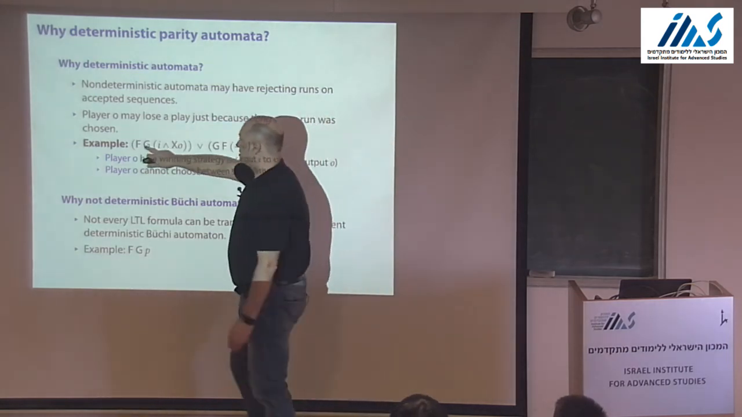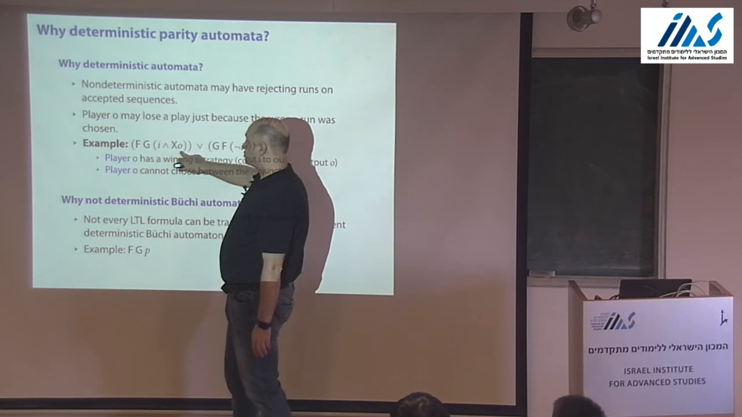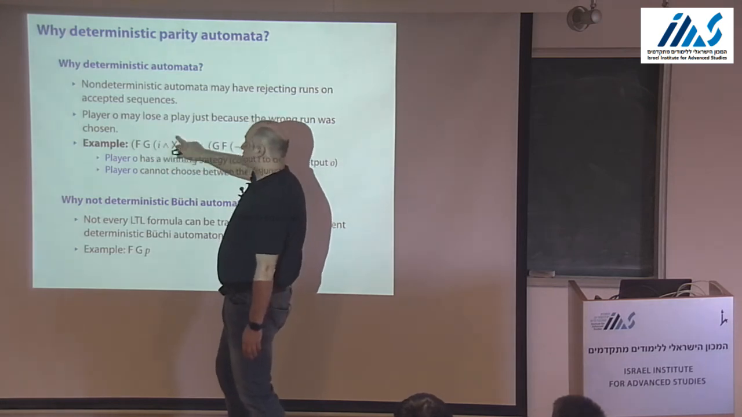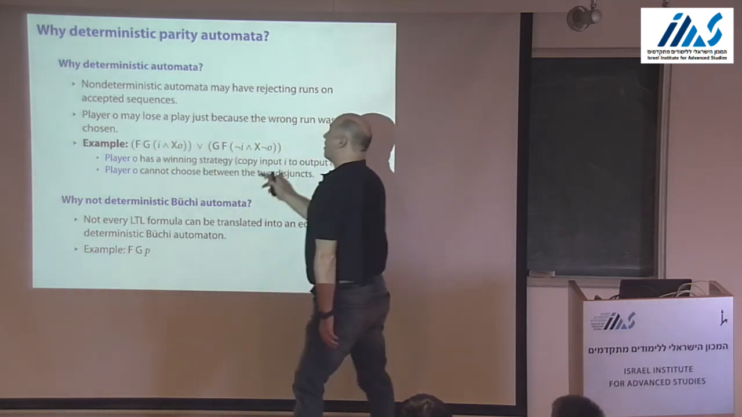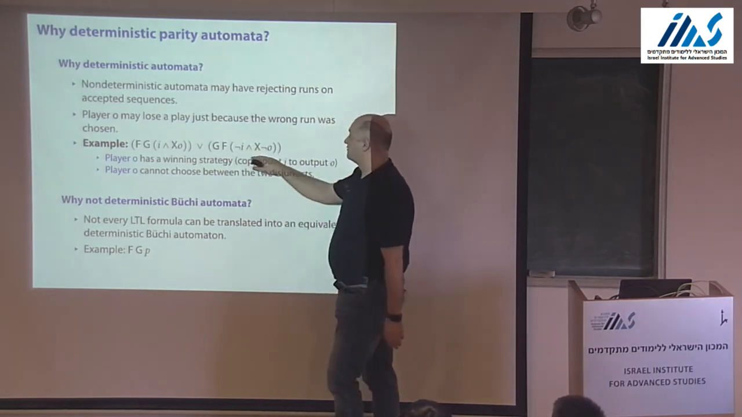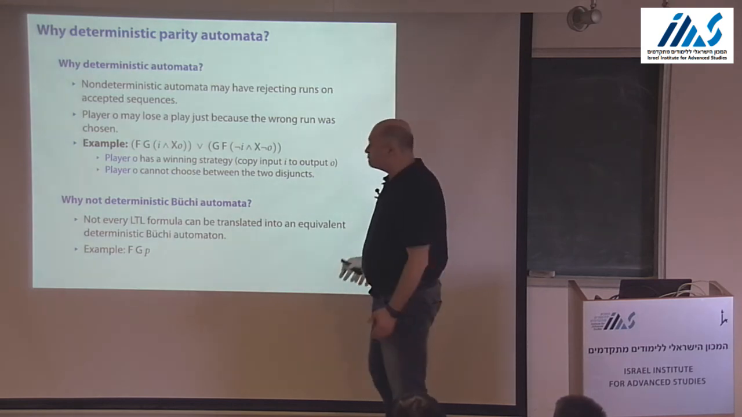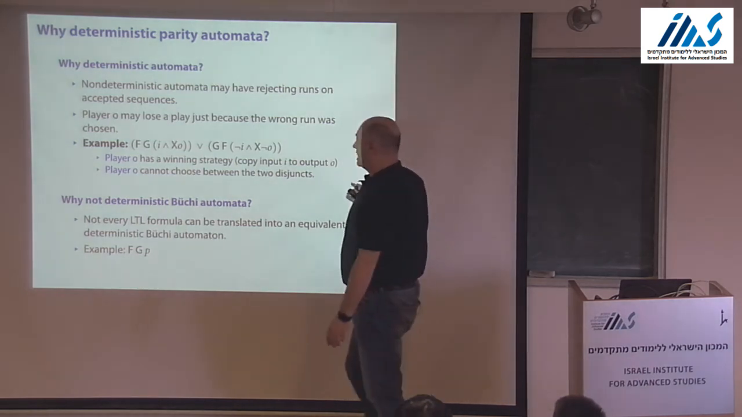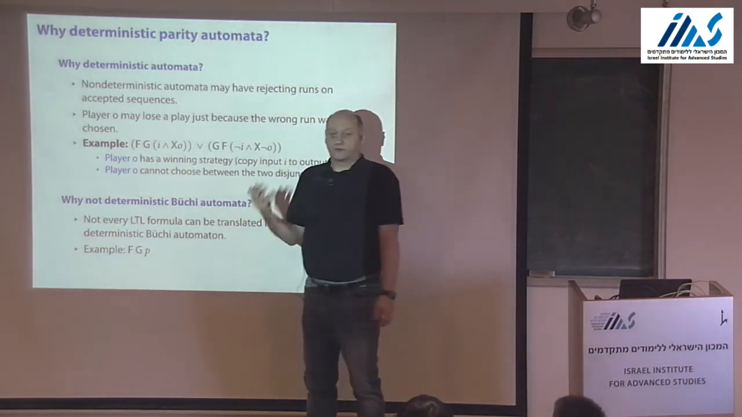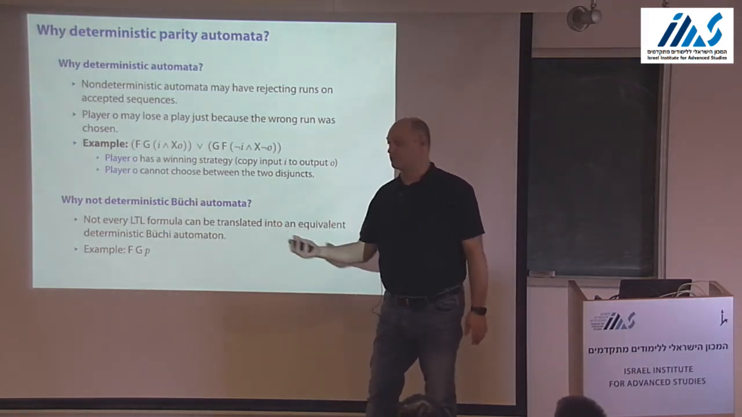Two options: either eventually we reach a point where the input is true and where the input is always true and the next output is always true, or we infinitely often reach a point where the input is false and the output in the next step is also false. So obviously player 0 has a winning strategy for this. The strategy is to copy the input directly to the output.